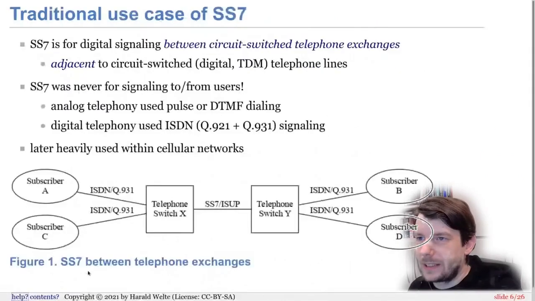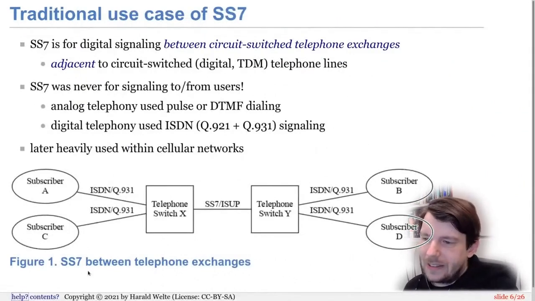So if we look at the traditional use case, as I said, telephone switching, so it's signaling between circuit switched telephone exchanges. And that signaling happens adjacent to the circuit switched telephone lines.